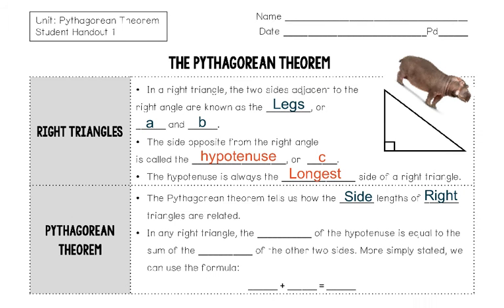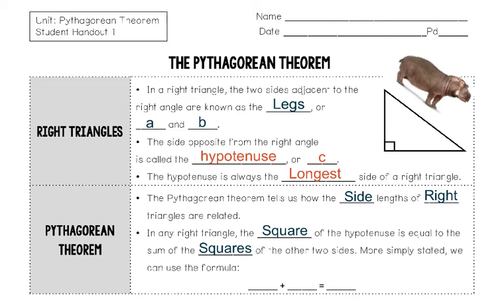And it's really important that you know how to label parts of a right triangle, because that's how we use the Pythagorean theorem. The Pythagorean theorem tells us how the side lengths of right triangles are related. There's a special relationship between the legs and the hypotenuse. So here's the definition of the Pythagorean theorem and some really fancy math words.